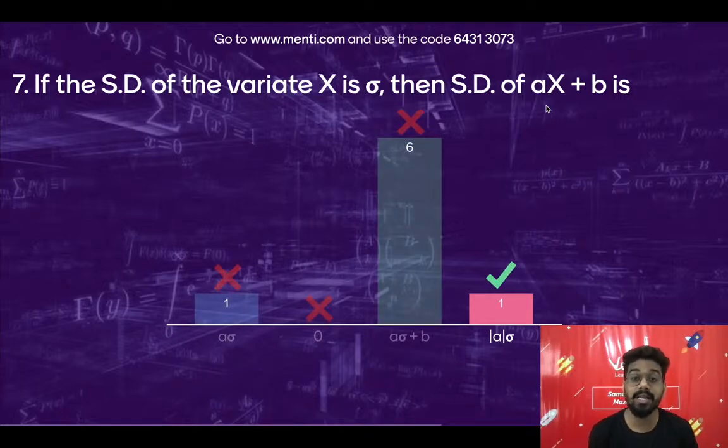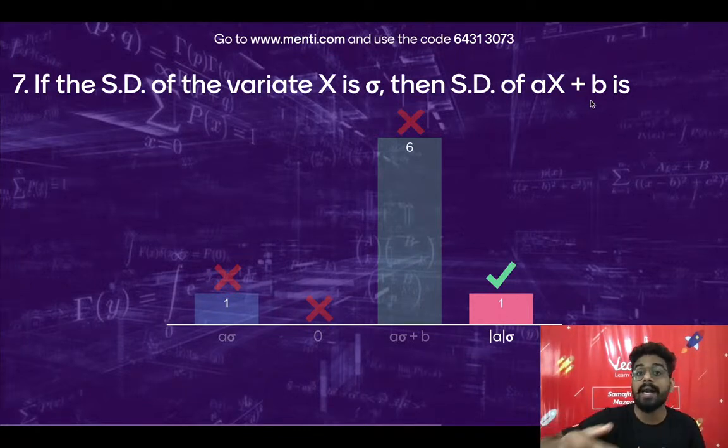Guys, I was explaining this to you, that plus b means you are shifting your origin, and plus b does not affect your standard deviation. It is going to get cancelled. But when we add a number, it does not affect, because basically we have shifted the origin.